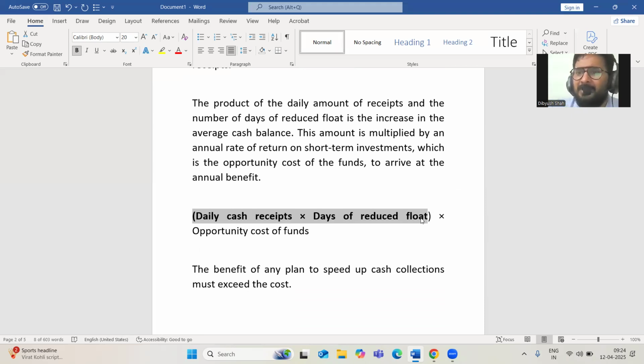And that I will compare with the opportunity cost of funds, because that much I will be able to earn through this. And the benefit of any plan, again, has to be greater than the cost. Otherwise, it's of no use undertaking it. The benefit is $20,000, the cost is $25,000. I should not take up any such plan, because it will lead to reduction only in my net operating income.